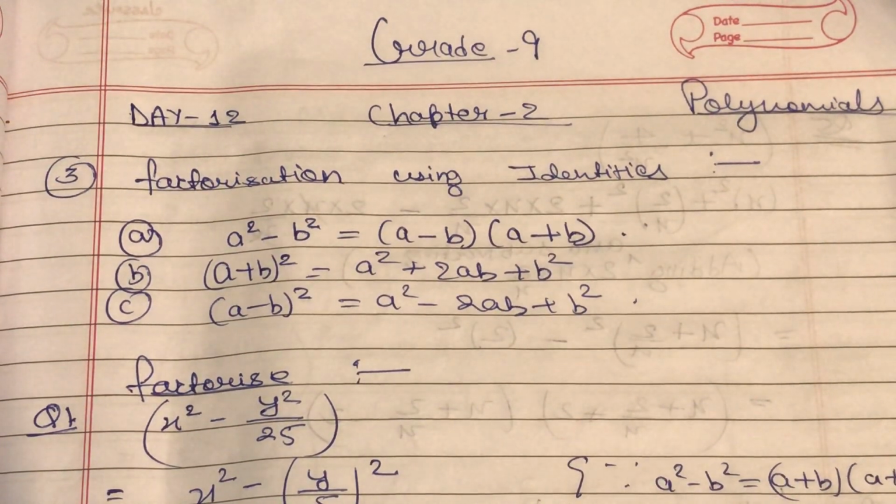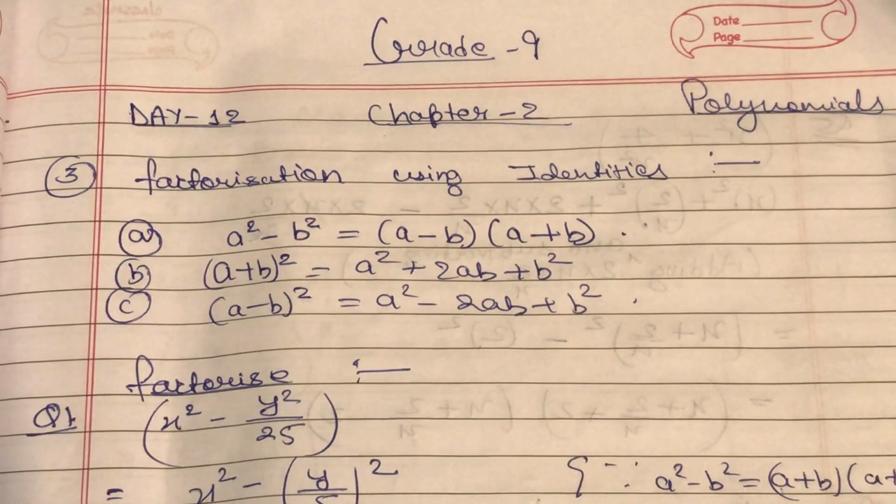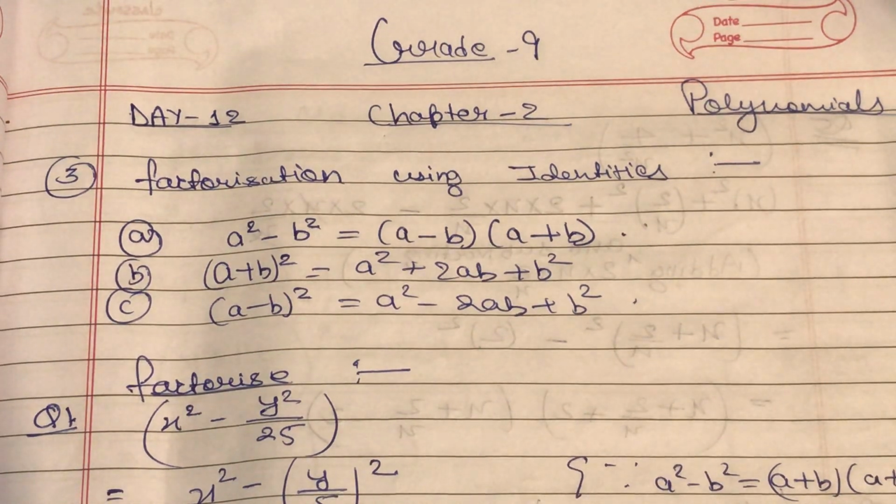Hello kids, this video is for grade 9, day 12, chapter 2, polynomials. In the last video, we learned about factorization using common out and grouping method. In this video, we are going to learn about factorization using identities.